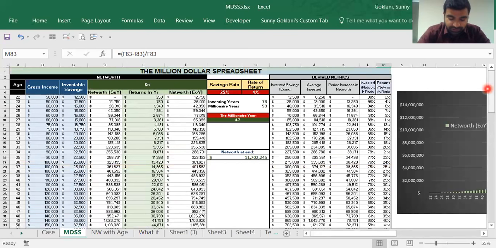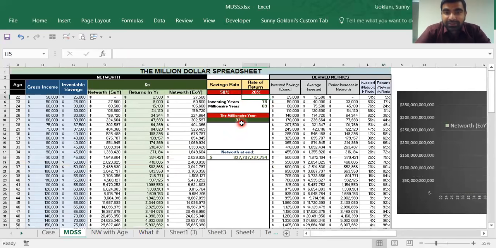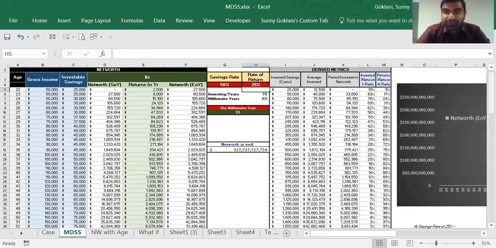The last thing I'm going to talk to you about is this: even in this case, even if you save 50% and you generate a 20% return, you'd still become a millionaire at age 31, and you'll still be worth $327 million. You'll be asking, how can I become a billionaire? Of course, the answer to that is, if you just have an average professional life and keep having a salary, the chances are low.